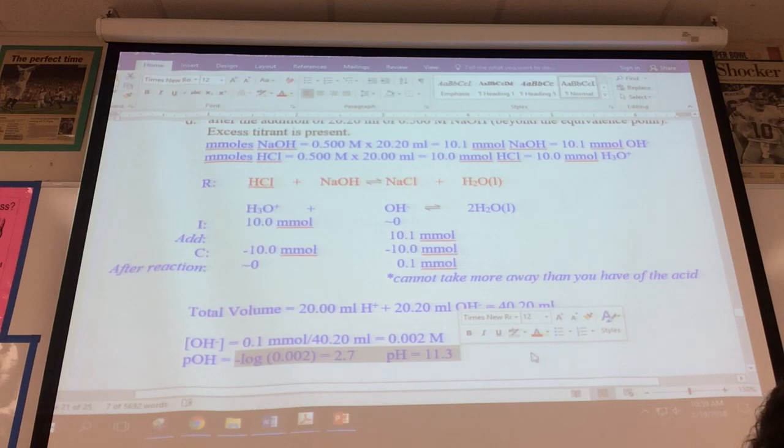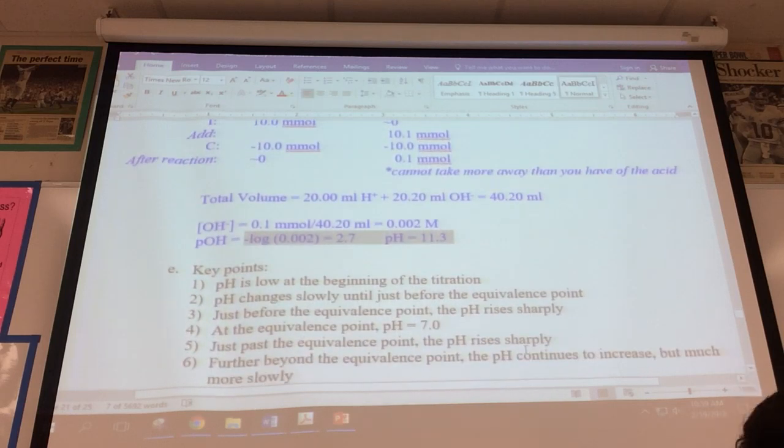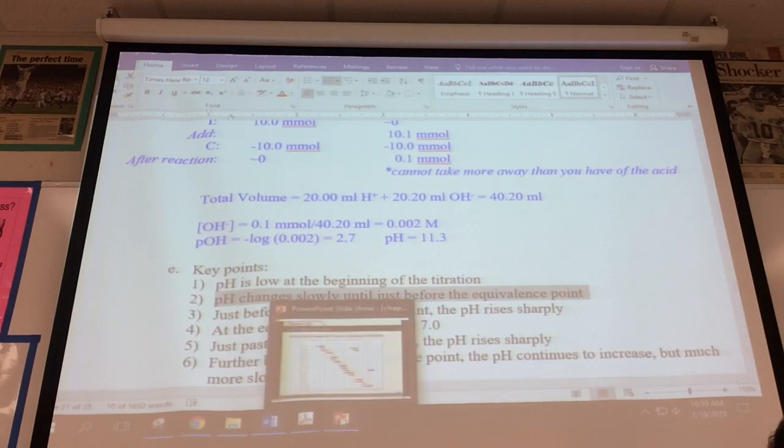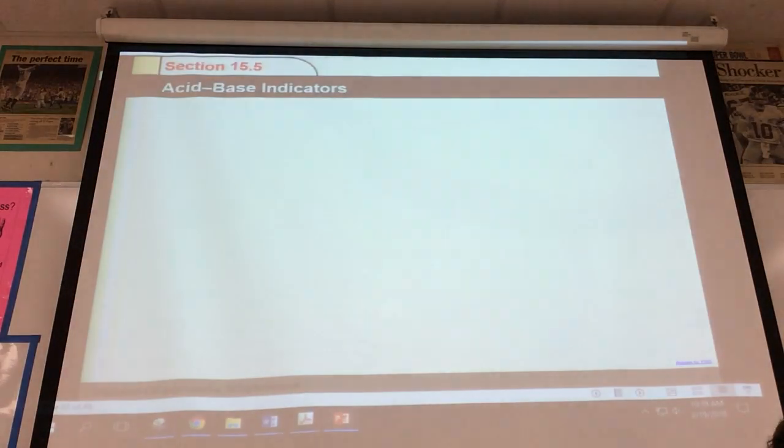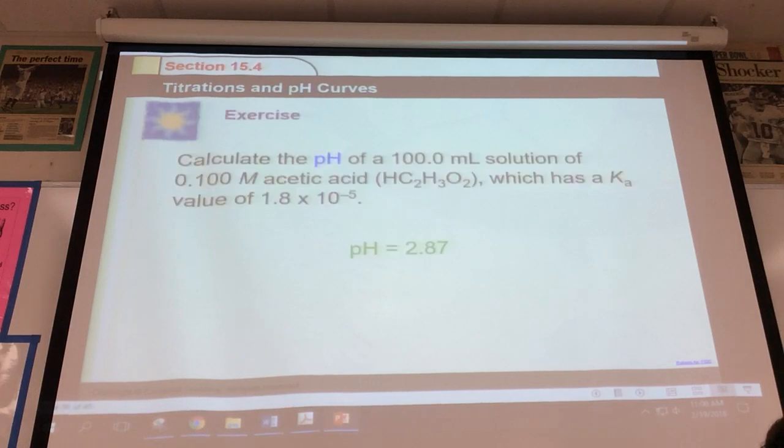So in regard to a titration of a strong acid and a strong base, we illustrated that the pH is very low at the beginning of the titration. The pH changes slowly until just before the equivalence point. Just before the equivalence point, the pH is going to rise sharply. Let's take a look at that.